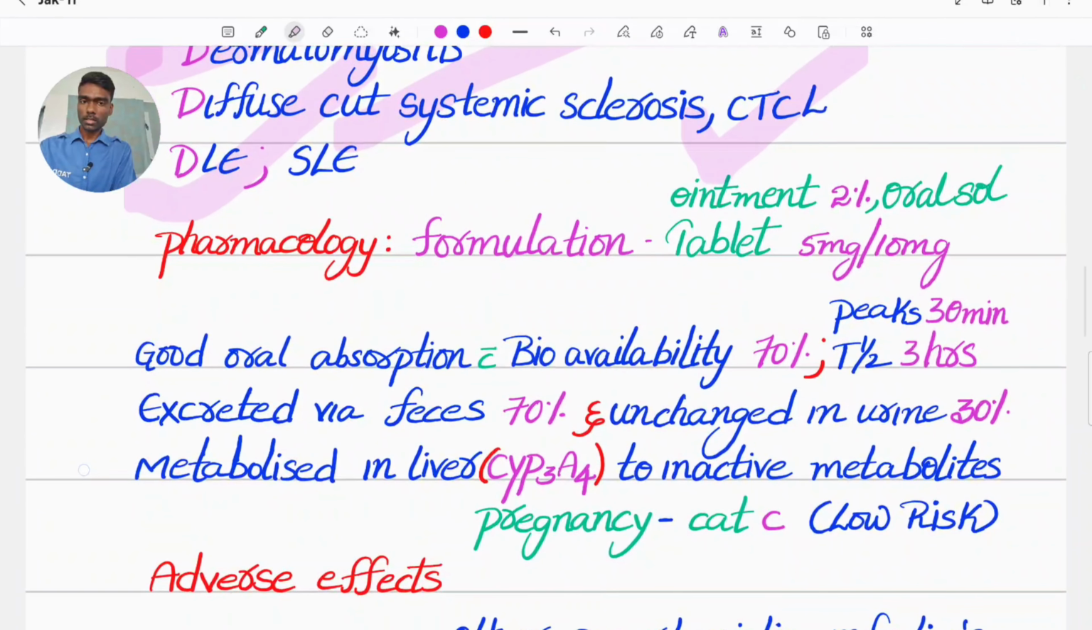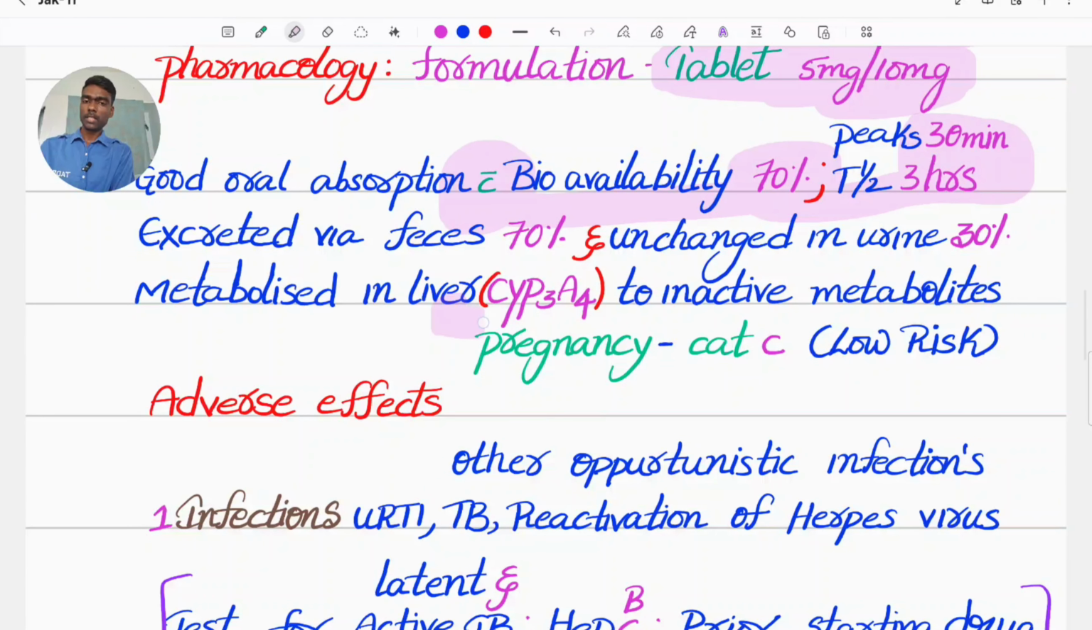Coming to its pharmacology, 2% ointment, oral solution, and mainly tablets, 5 mg and 10 mg dosages are available. It has good oral absorption, bioavailability of 70%, reaches peak in a short time, 30 minutes, and the half-life is also short, 3 hours. Metabolized in the liver by enzyme CYP3A4 into an inactive metabolite. Once metabolized, it will become inactive.